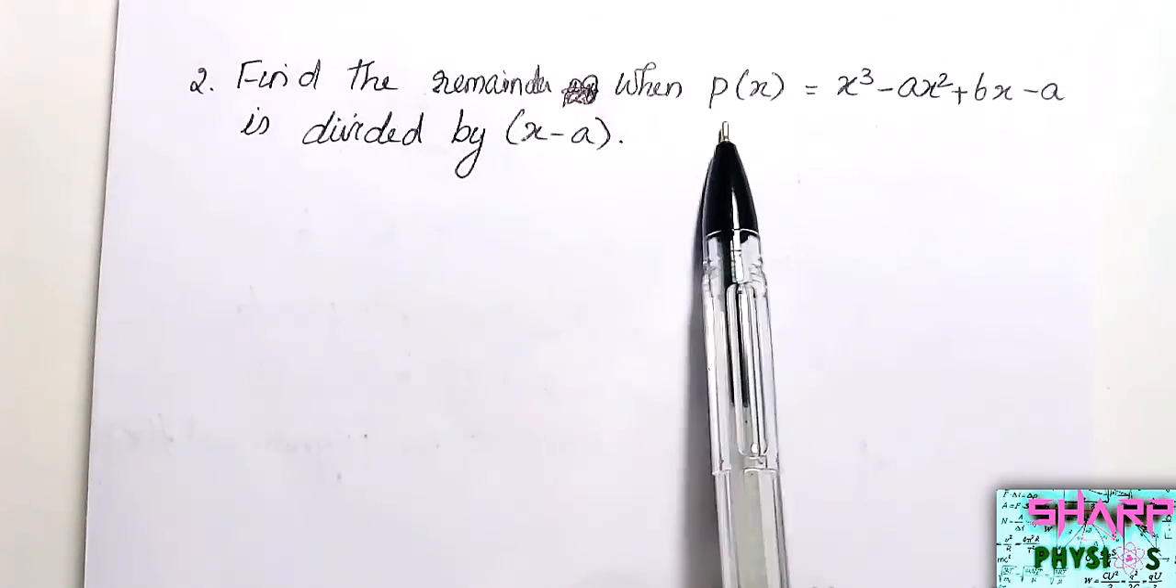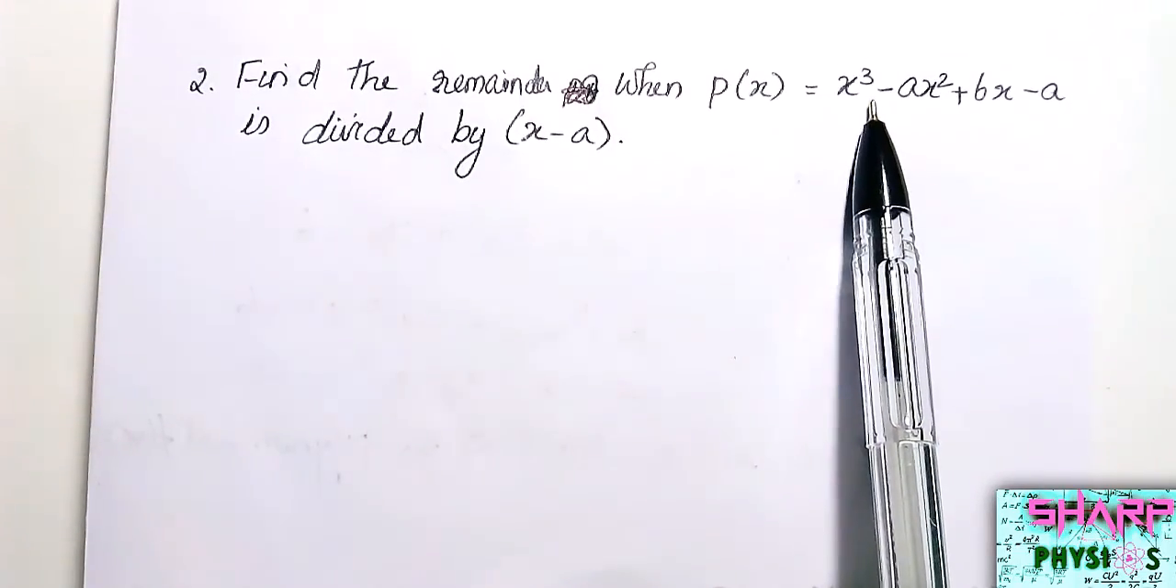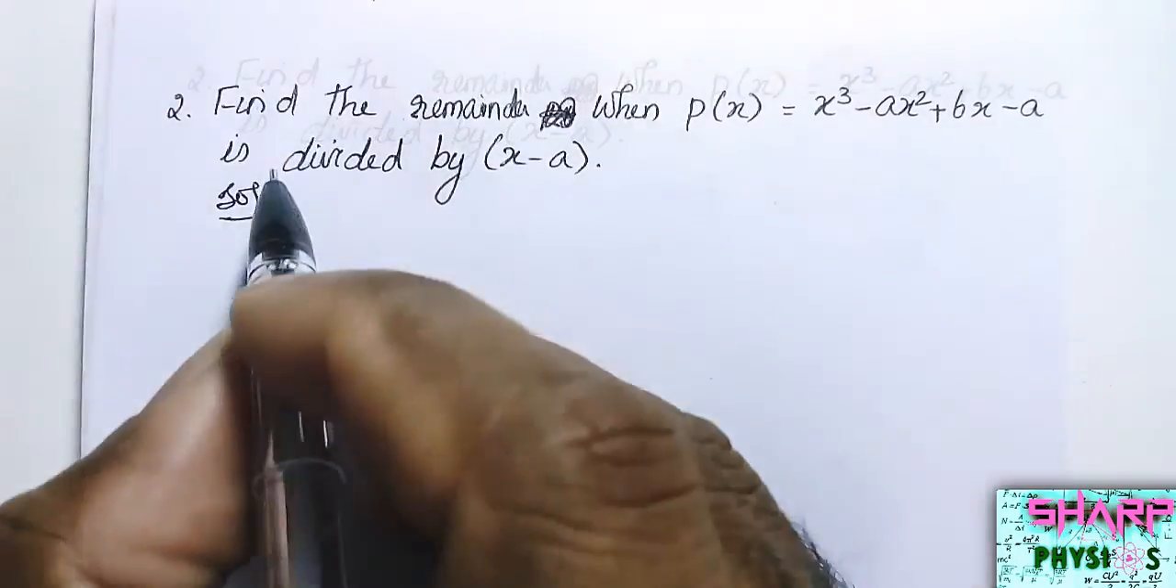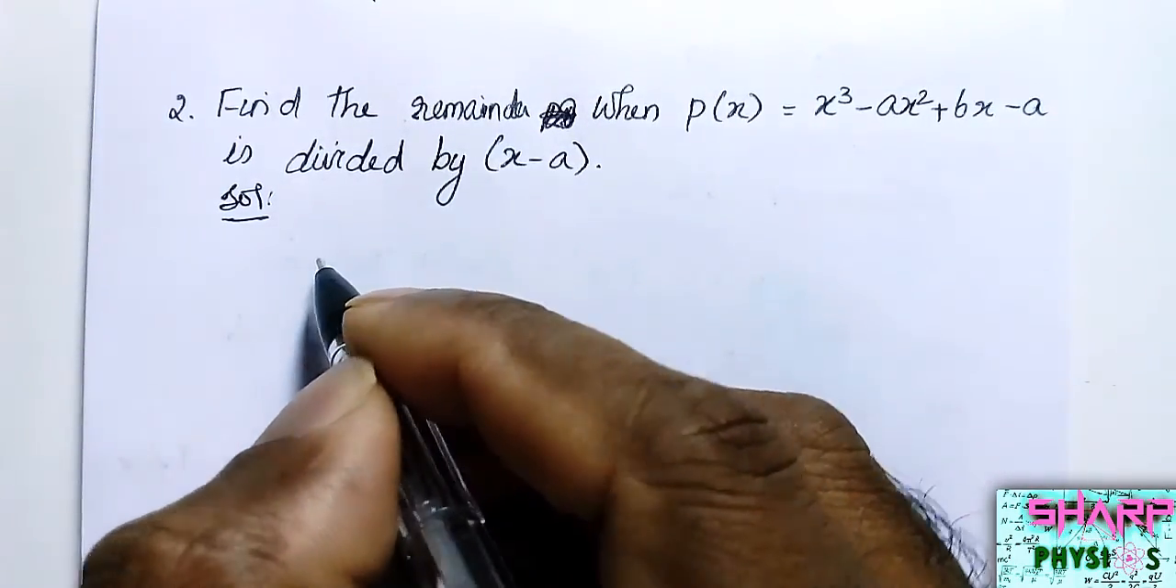Find the remainder when p of x is equal to x to the power cube minus a into x to the power square plus 6x minus a is divided by x minus a. So the polynomial is divided by x minus a. So again, repeat: find the remainder when p of x is equal to x cube minus ax square plus 6x minus a is divided by x minus a. So we are going to solve this problem.